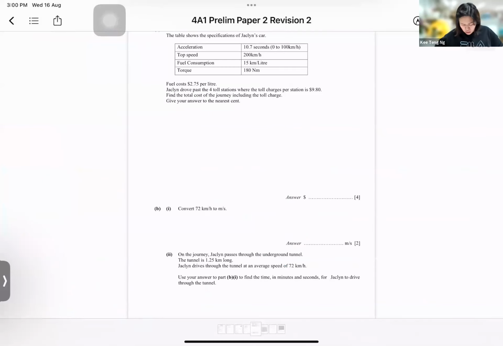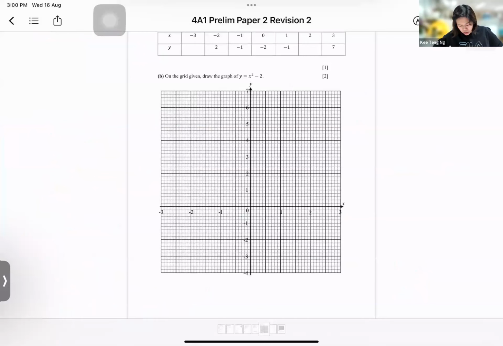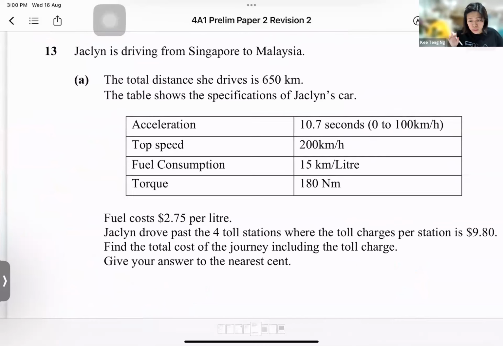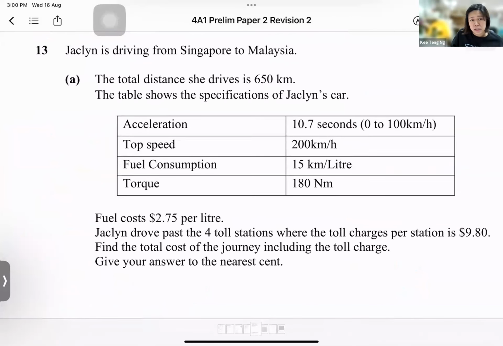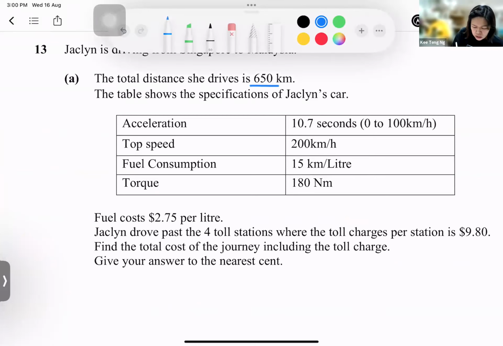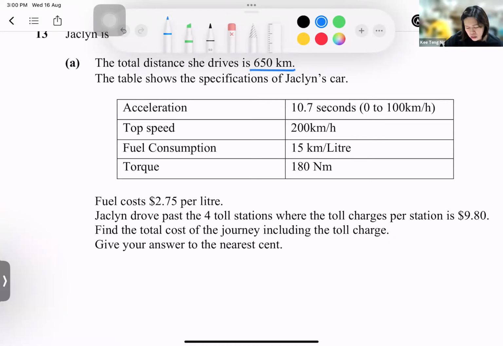Okay, next page. I shall not waste too much time to do some of the questions, but I'll explain the harder one a little bit more. Okay, so this person, Jasmine, is driving from Singapore to Malaysia. The total distance she drives is 650 kilometers. These are the specifications of the car. Got acceleration, got 200 kilometer per hour, got fuel consumption, got torque. I don't know what all these are. But let's check what is relevant to our question.